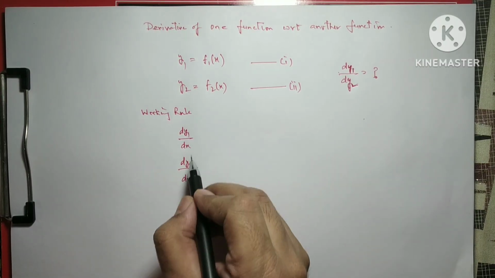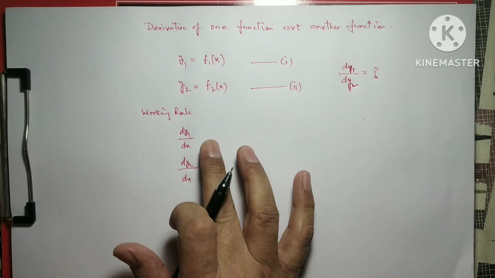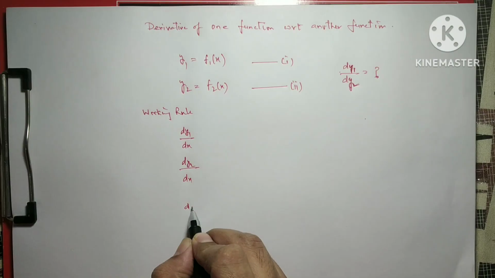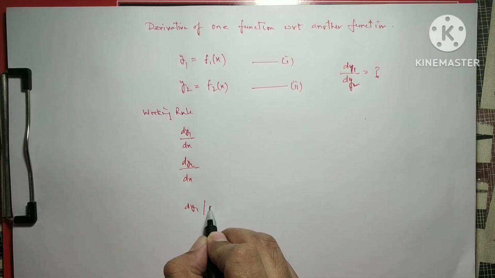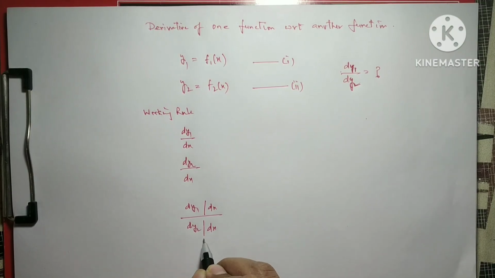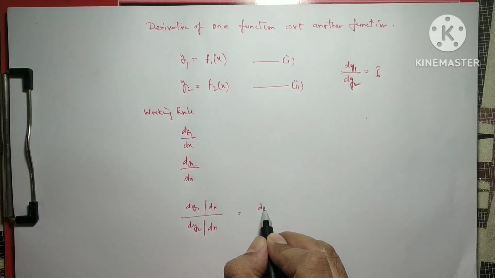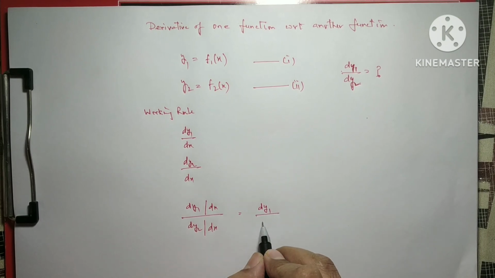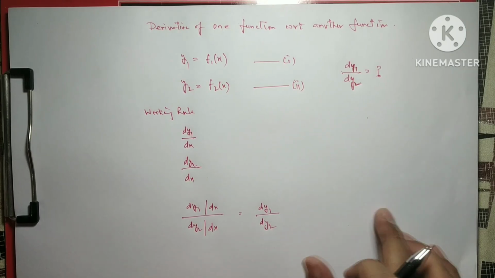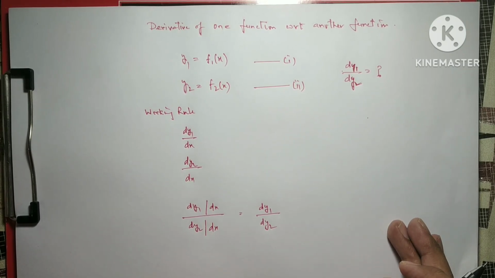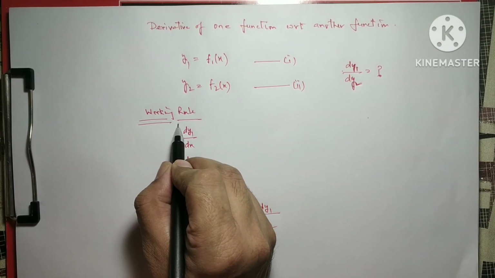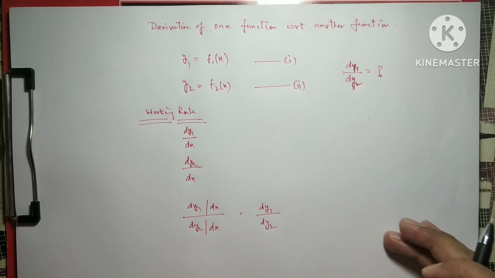Clear? So we will divide these two results, dy1 over dx and dy2 over dx. So on dividing this, dx cancel out हो जाता है. We will obtain the result dy1 over dy2, right? So this is the result in terms of x, right? So this is the working rule. So on this method we will discuss a few questions.